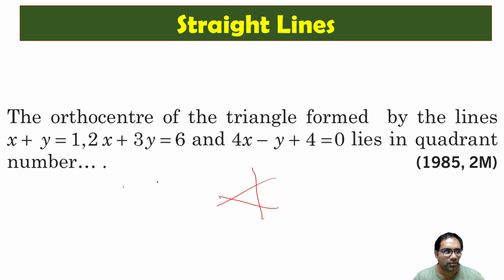This triangle can be acute, right-angled, or obtuse. If it is an acute angle triangle, the orthocenter will lie inside the triangle. If it is right-angled, the orthocenter will lie at its vertex. If it is an obtuse angle triangle, it will be outside the triangle. So what is the orthocenter? The orthocenter is the meeting point of perpendiculars drawn from the vertices to the opposite sides.